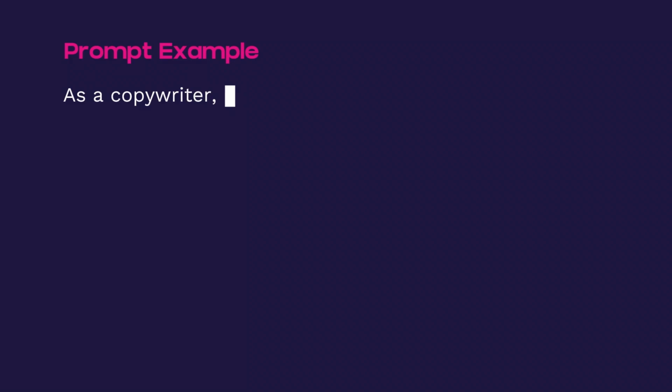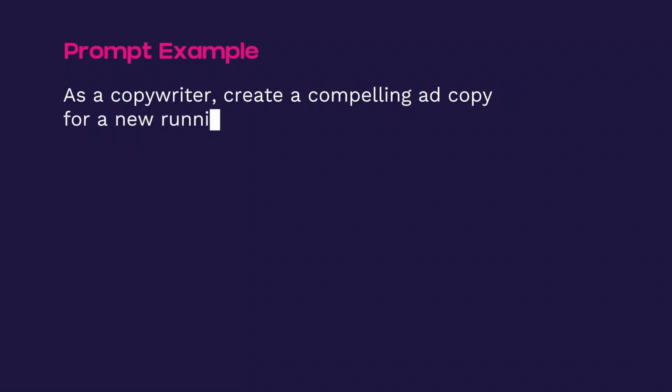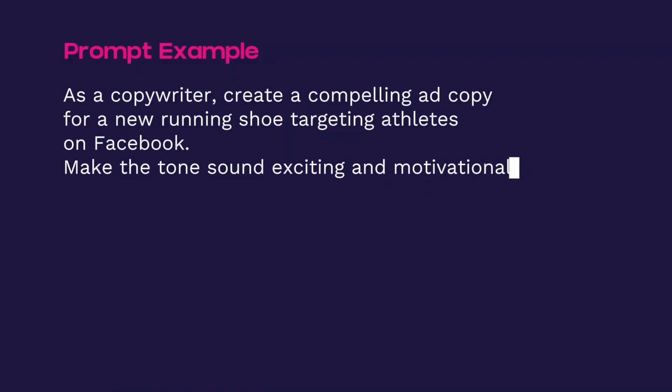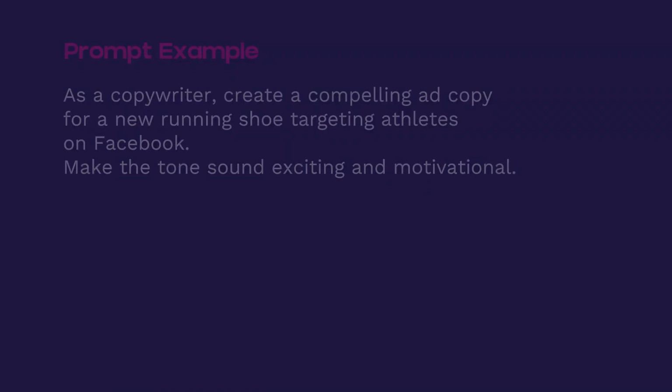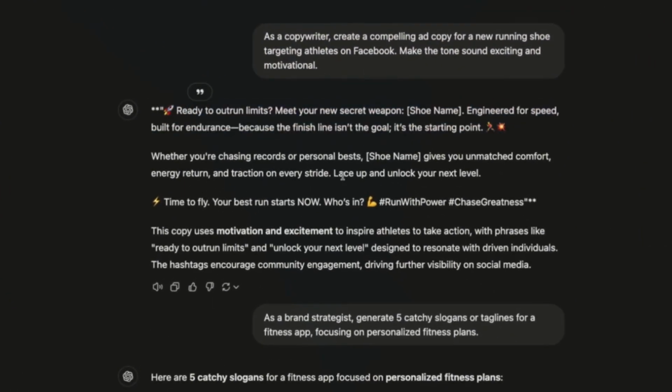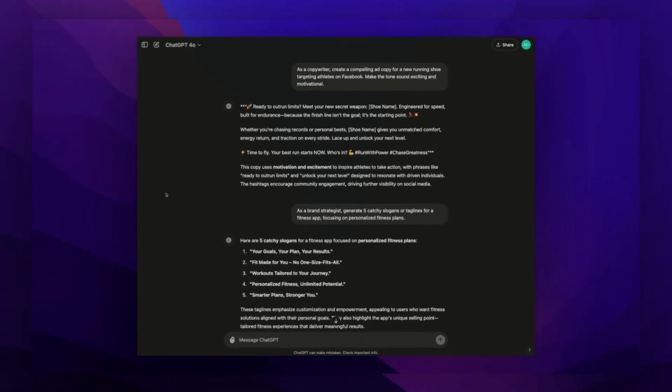It can also be very useful for writing ad copy. So you can write persuasive copy that converts clicks into sales. So an example prompt here could be something like, as a copywriter, create a compelling ad copy for a new running shoe targeting athletes on Facebook. Make the tone sound exciting and motivational. And so you see the example here, and you have a couple of ad copies that you can use, and you can even ask it to create multiple ad copies so you can do a lot of A/B testing.